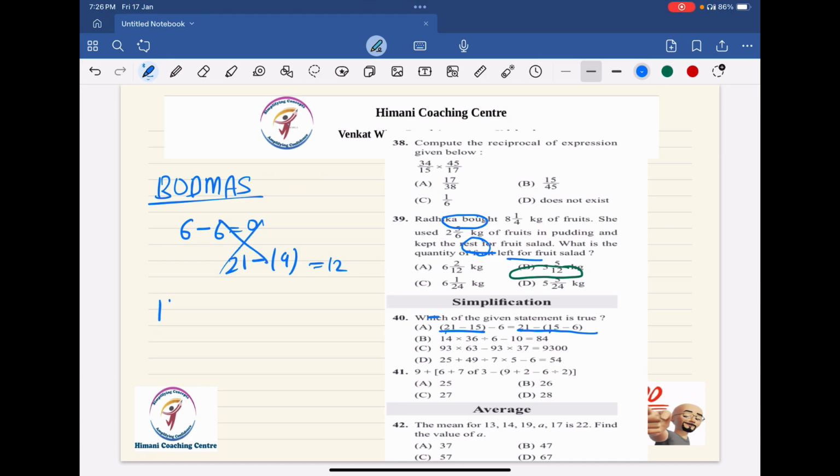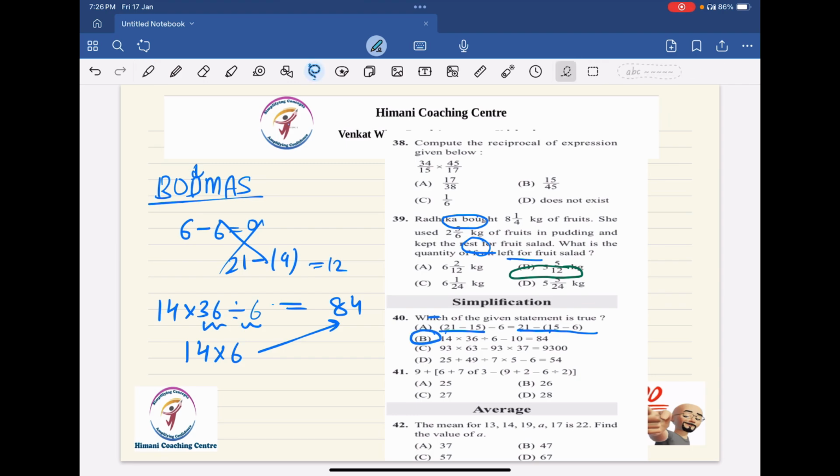Now look at the second one, B. It is 14 into 36 divided by 6 on the left hand side, and on the right hand side, they are saying it is equal to 84. Now, as per the BODMAS rule, first we should do division. So 36 divided by 6 is 6. So 14 times 6 is 84. So actually the answer is B.